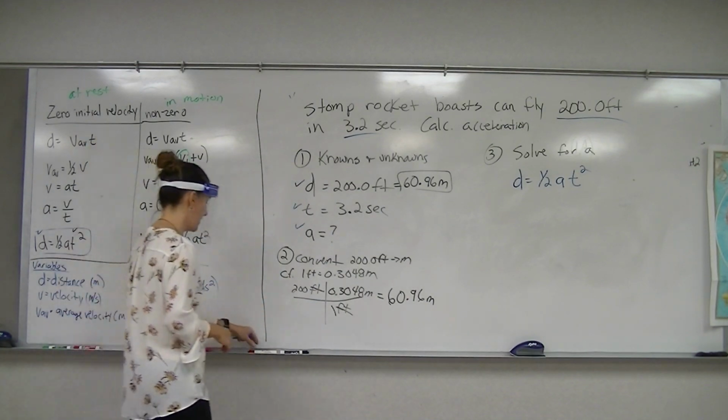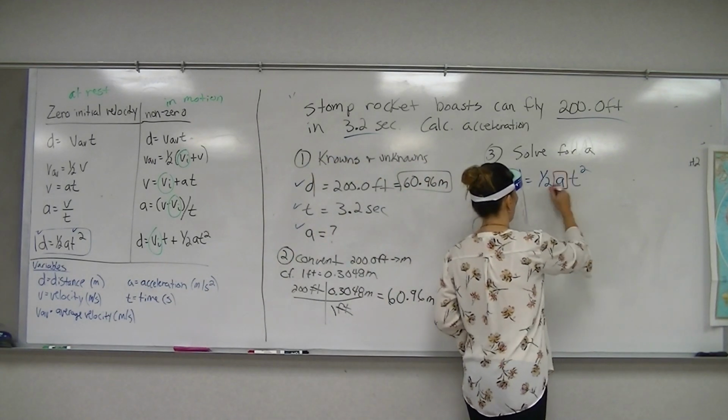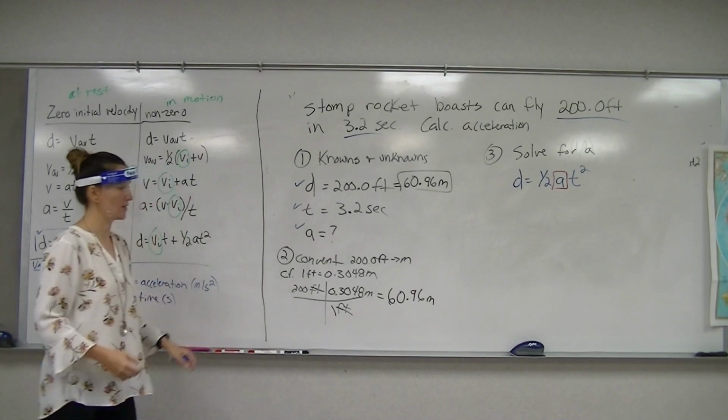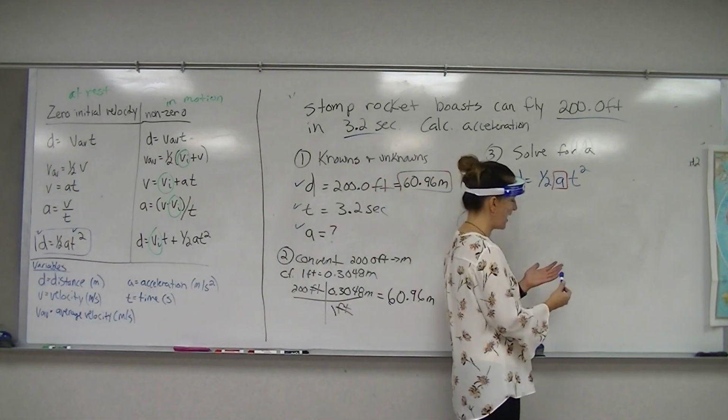So by rearrange, what I mean is we want to get a by itself. So we want a all by its lonesome on one side of the equation and all the other variables and numbers on the other side of the equation. So how do we do that?